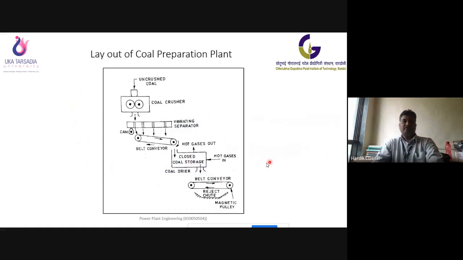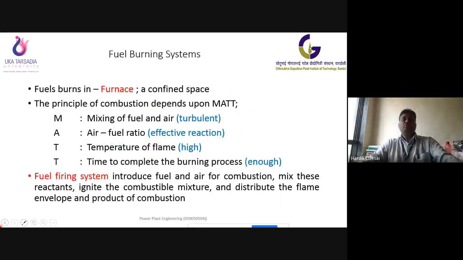This is the coal preparation plant. This we have seen in the previous class, how this coal is being prepared. This is the crusher. Now let us continue with the fuel burning system. When the fuel burns, it is in a confined space, and that space is known as furnace. In furnace we want to maintain required parameters to provide the complete, efficient combustion of the fuel, and these parameters are governed by these principles.